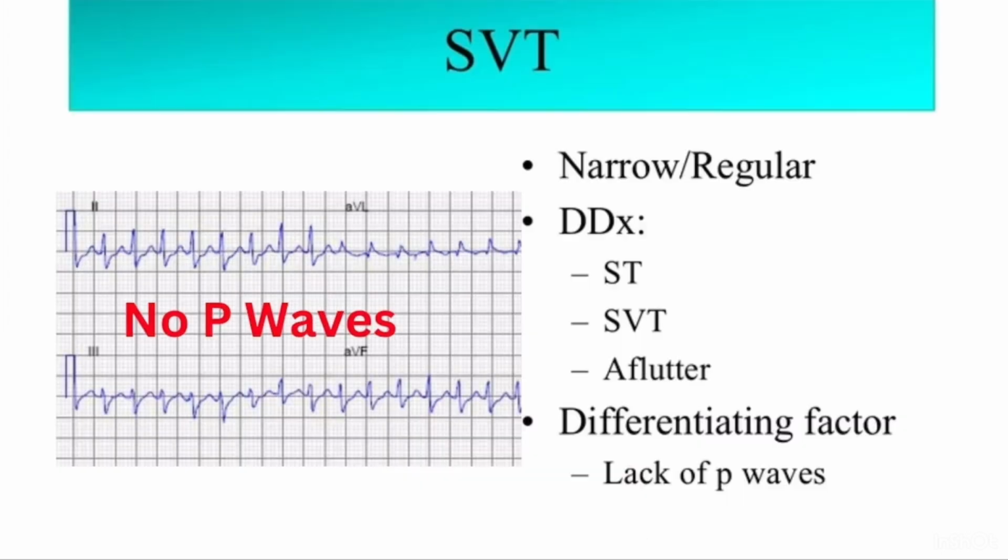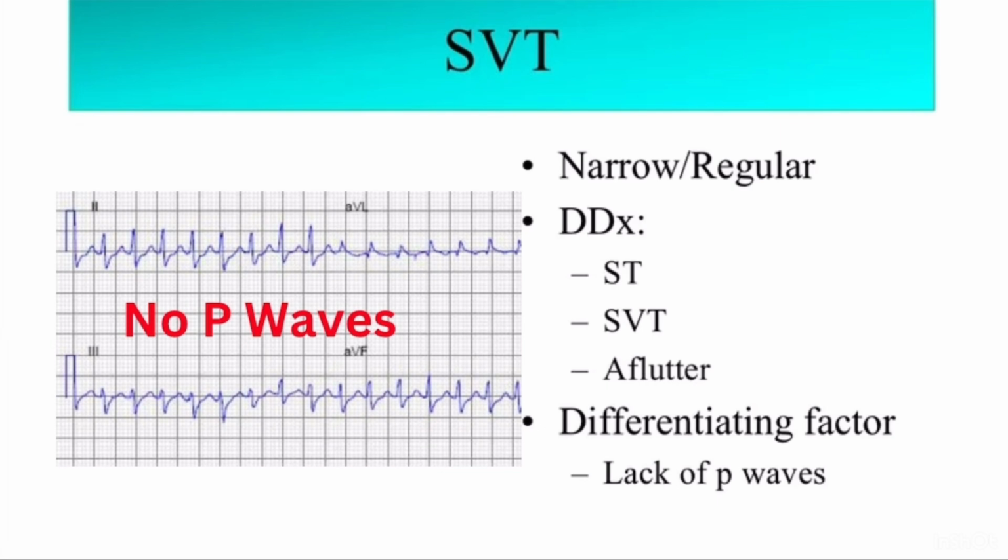The 3 differentials are 1. Supraventricular tachycardia, SVT, 2. Sinus tachycardia, 3. Atrial flutter. Final diagnosis, supraventricular tachycardia, SVT, confirmed by absence of P waves. Treat with adenosine or AV nodal blockers.